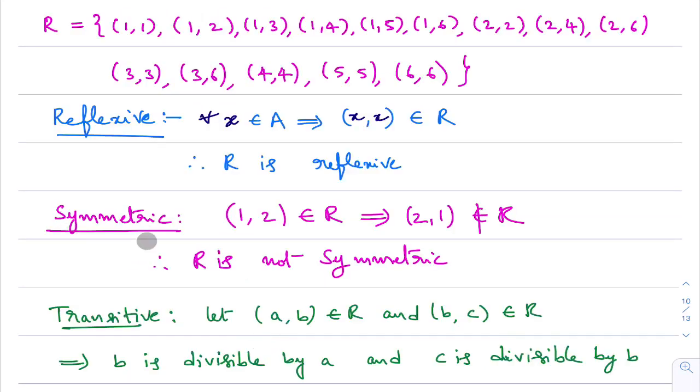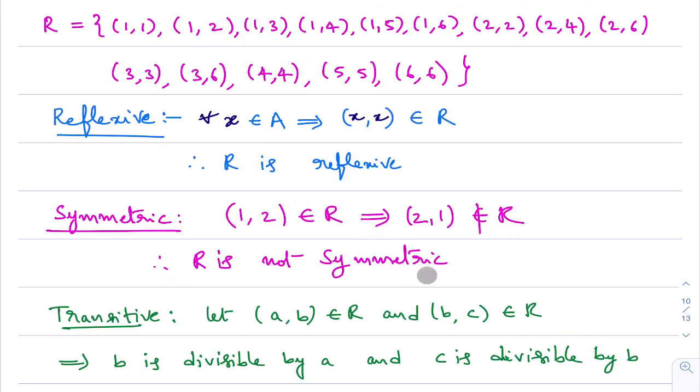Now, symmetric. Is this relation symmetric or not? You take the ordered pair (1,2). Is (2,1) there? You check. No, (2,1) does not belong to this relation. If I take (a,b), you can take any such ordered pair. Suppose you take (1,3); (3,1) is also not there. Like that, I identified (1,2); (2,1) does not belong to this relation. Therefore, this relation R is not symmetric.